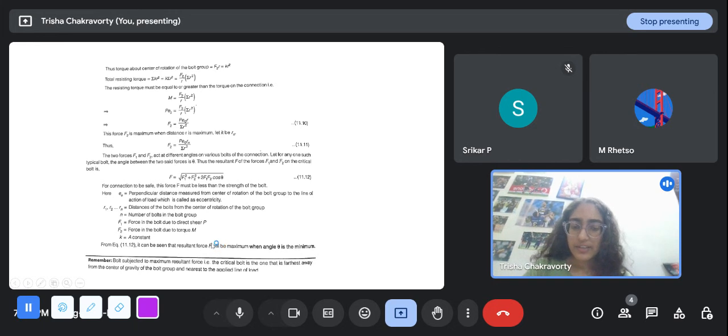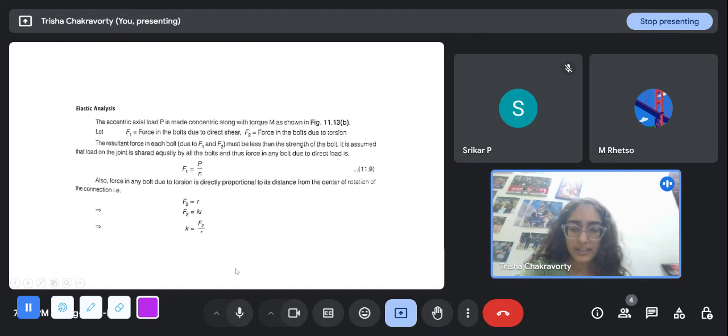The resultant force F will be maximum when angle theta is minimum, because the cos value decreases as theta increases. The bolt subjected to maximum resultant force, that is the critical bolt, is the one that is farthest away from the center of gravity of the bolt group and nearest to the applied line of load.